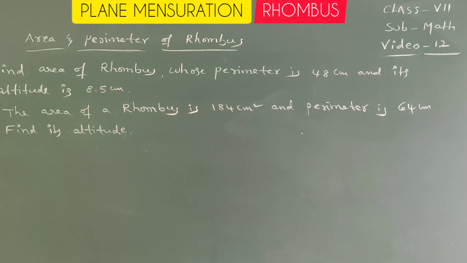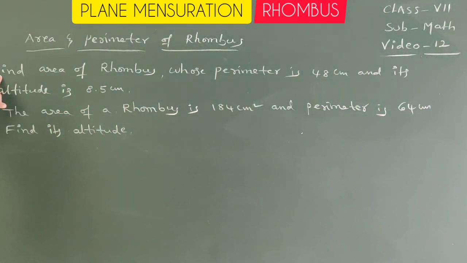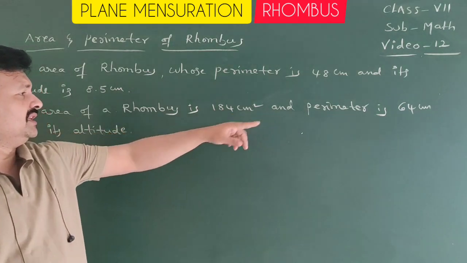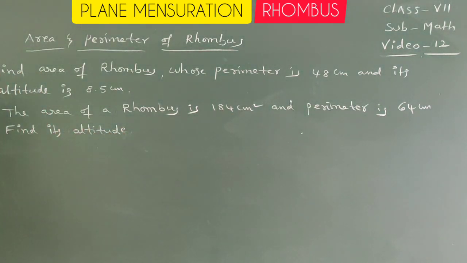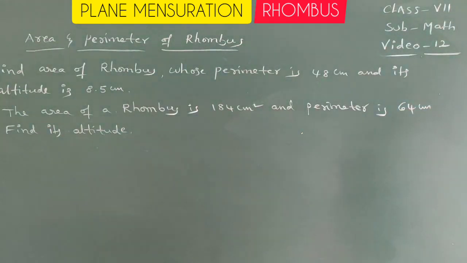Next, find the area of a rhombus whose perimeter is 48 centimeters and its altitude is 8.5 centimeters. Another problem: area of a rhombus is 184, perimeter is 64, then find its altitude. Here we need to find its area. So here the relation between altitude and this one is given.